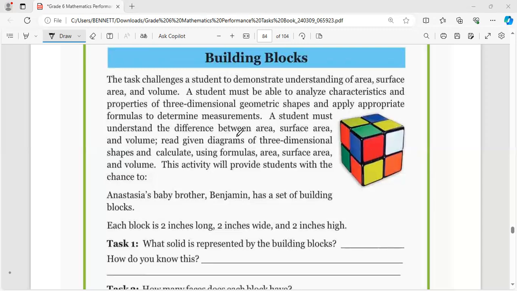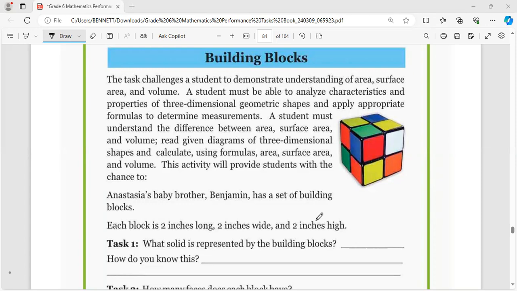The task challenges a student to demonstrate understanding of area, surface area, and volume. A student must be able to analyze characteristics and properties of three-dimensional geometric shapes and apply appropriate formulas to determine measurements. A student must understand the differences between area, surface area, and volume. Read given diagrams of the three-dimensional shapes. This activity will provide students with the chance to. Anastasia's baby brother Benjamin has a set of building blocks. Each block is 2 inches long, 2 inches wide, and 2 inches high.